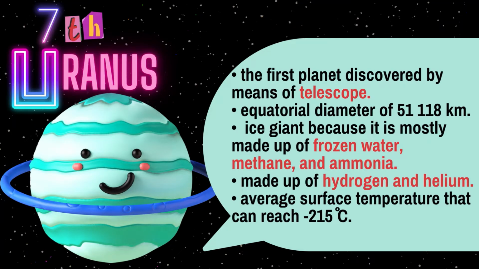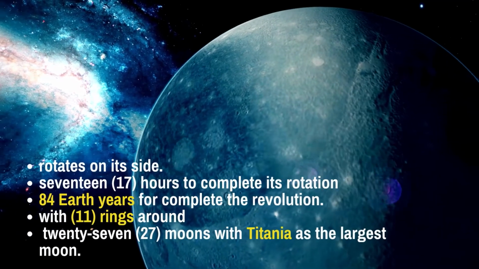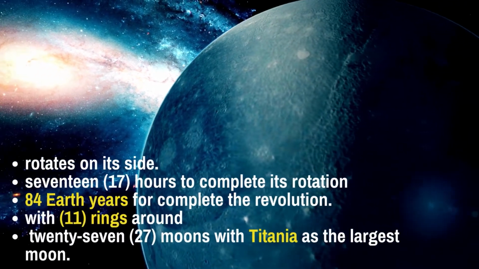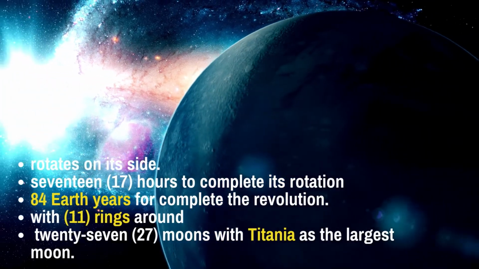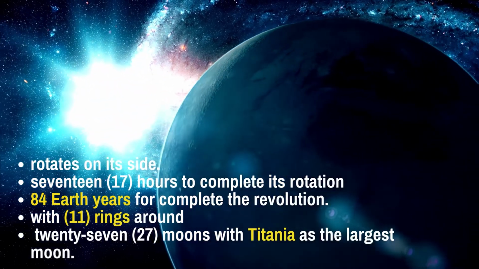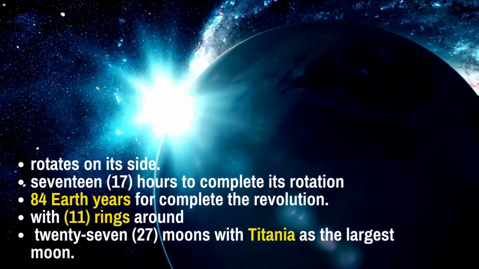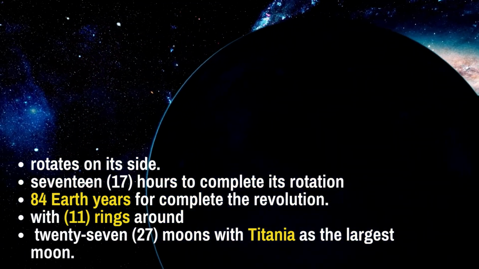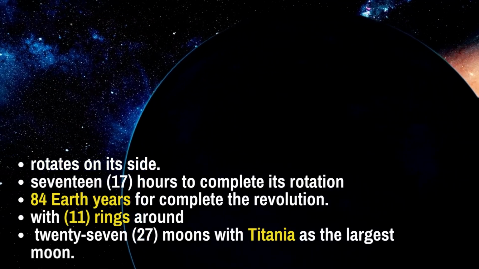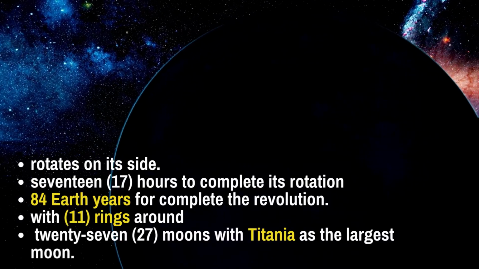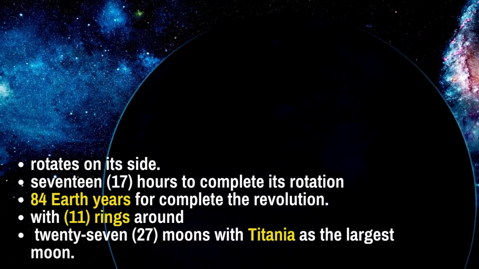And it's the only planet that rotates on its side. So this is a distinct characteristic of Uranus. It takes 17 hours to complete its rotation and 84 Earth years to complete its revolution. So it has 11 rings around it and 27 moons, with Titania as the largest moon. So these are some moons that surround this planet. Wow!